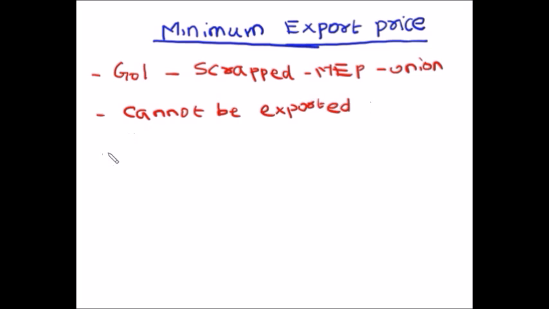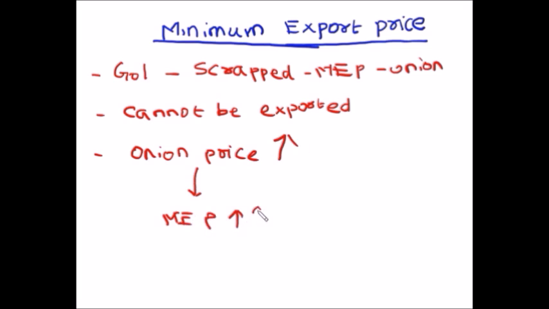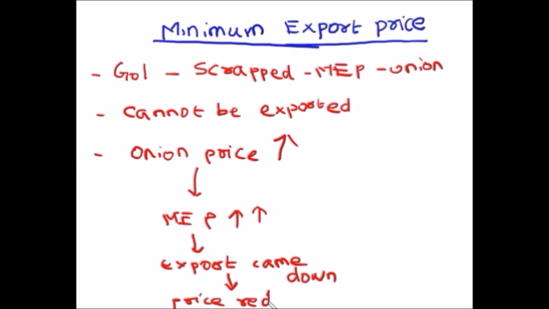A few months back, onion prices increased drastically. Because of that, the government increased the minimum export price for onion to 700 US dollars per ton. And recently, the onion prices came down and domestic production also increased, and because of that, the Government of India scrapped the minimum export price requirement for onions.